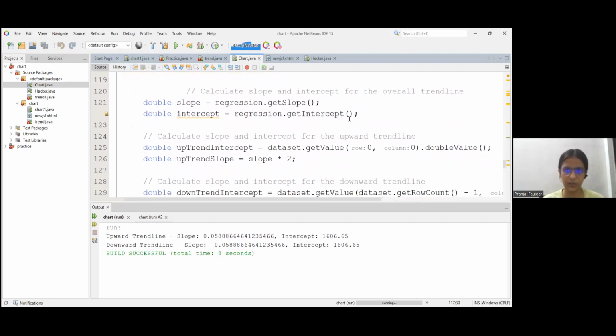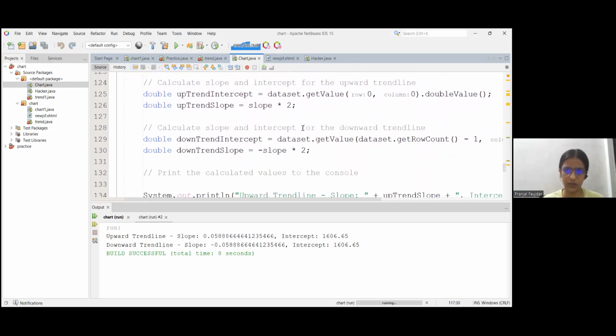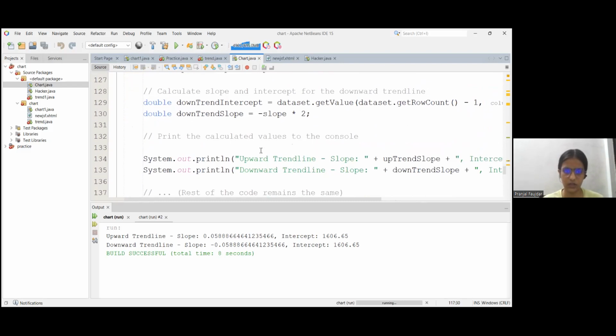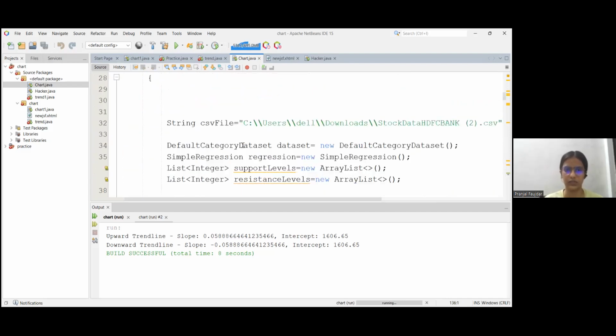So here is the slope and intercept for both the upward trend line and the downward trend line. And then here we have our print statement to print out the slope. So yes, that's all.